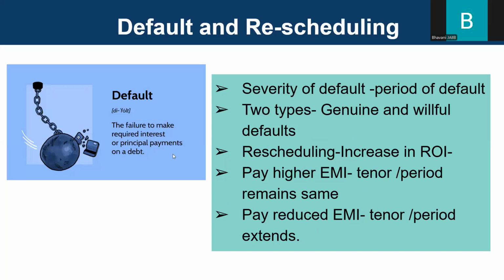What is default? Default is the occurrence of an event which happens due to non-repayment of agreed installments. The severity of default varies according to the period of default, from a simple overdue to a stage of NPA. There are two types of defaulters. First one are the genuine defaulters, and the second are the willful defaulters. Genuine defaults happen due to the reasons beyond the borrower's control, like job losses, unforeseen medical expenses, etc. The intention to pay is intact, but he or she is unable to pay.